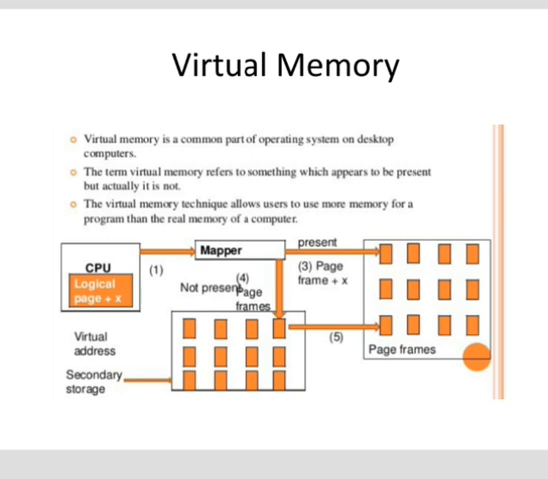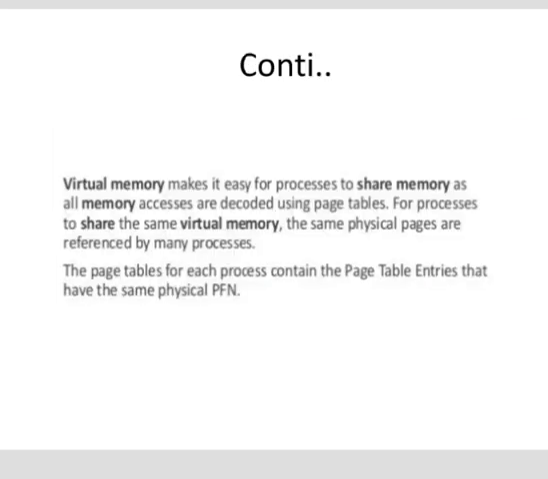So here a diagram is shown. It consists of CPU, mapper, page frames, and secondary storage. Virtual memory makes it easy for processes to share memory as all memory accesses are decoded using a page table. For processes to share the same virtual memory, the same physical pages are referenced by many processes. The page tables for each process contain page table entries that have the same physical PFN.